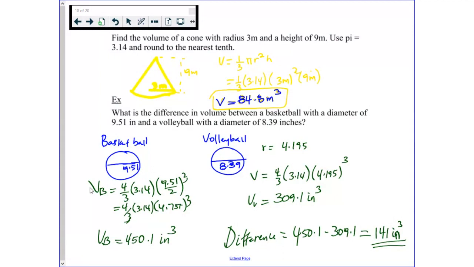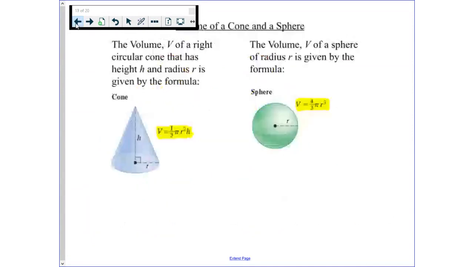Oh, so that's the formula, Deborah. If you see the previous slide, this is the formula. Right? The formula says 4 over 3 times pi r cubed for a sphere. That's from the formula.